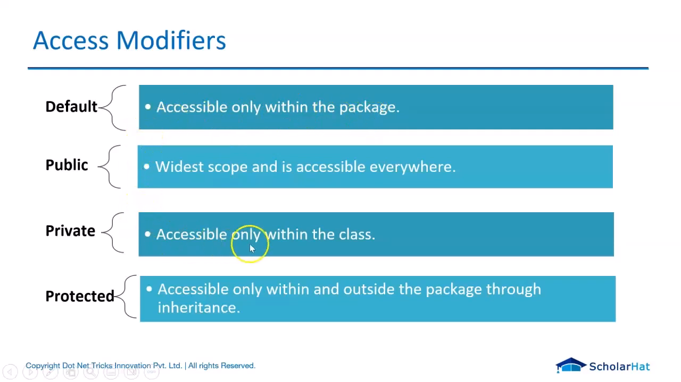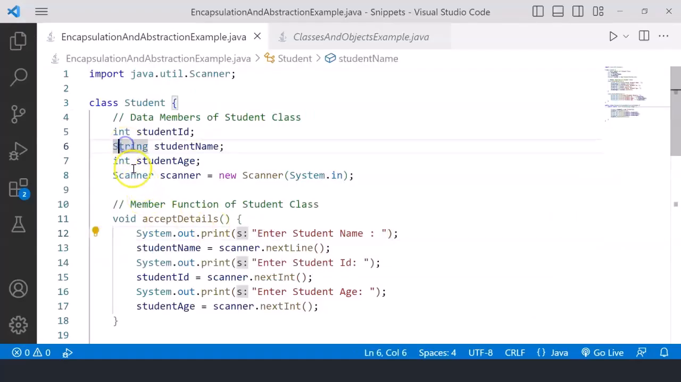But if I want to restrict access to within the class, as I told you, I don't want to access student ID, name, and age from outside the class definition. I can make them private. So what I need to do is, let me just show you. Here I need to make these three data members private.